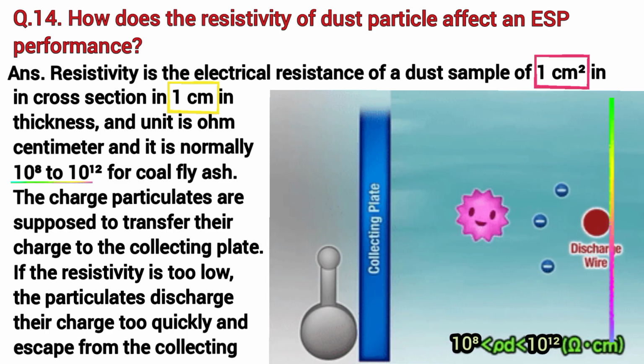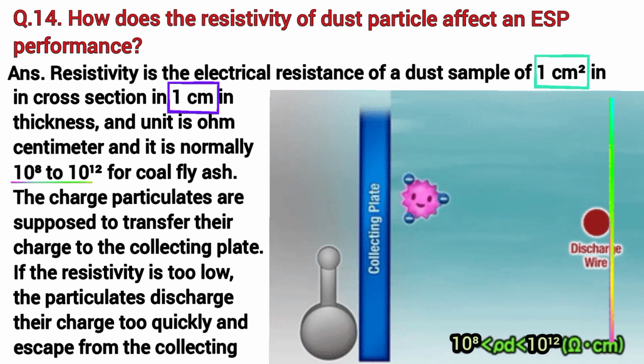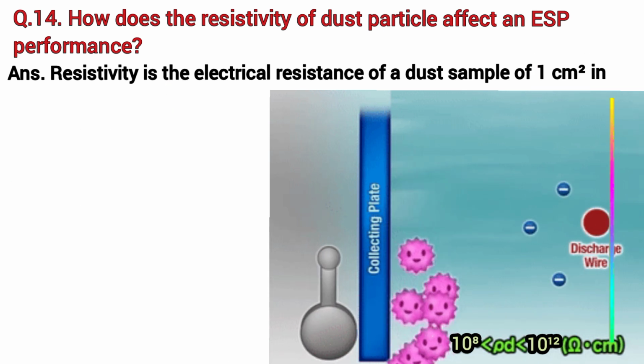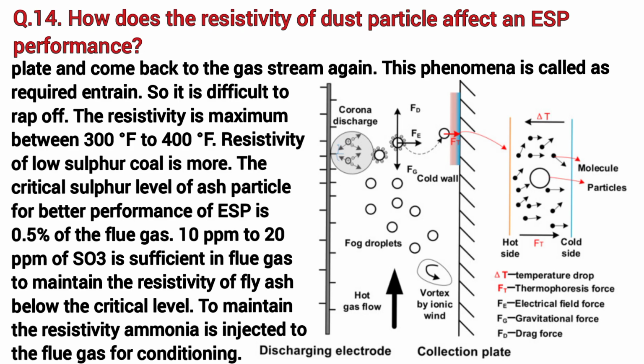If the resistivity is too low, the particulates discharge their charge too quickly and escape from the collecting plate and come back to the gas stream again. This phenomenon is called re-entrainment. So it is difficult to rap off. The resistivity is maximum between 300 degrees Fahrenheit and 400 degrees Fahrenheit.